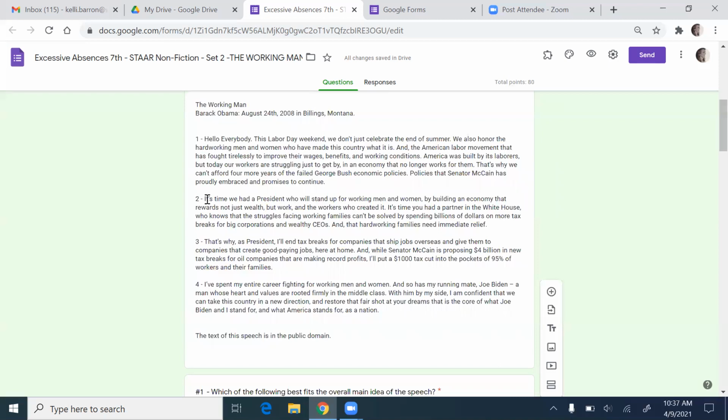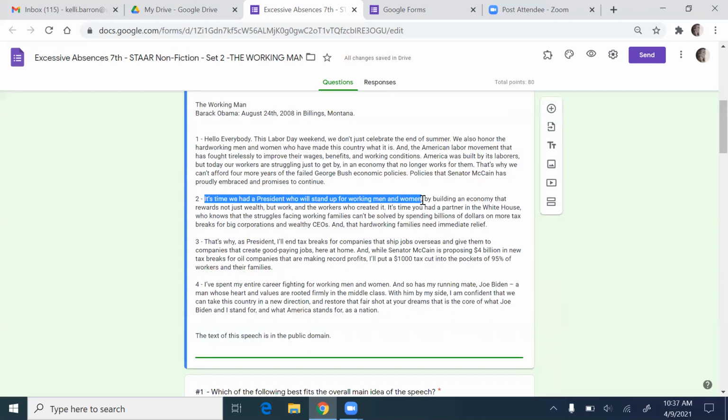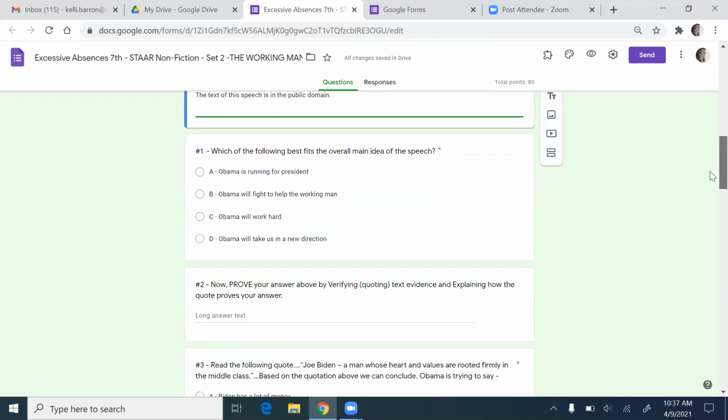We already know it's time for, we had a president who will stand up for the working men and women, could be evidence, by building an economy that's not just wealth, but working workers who created it. We could use this: it's time you had a partner in the White House who knows the struggles facing working families and that hardworking families need immediate relief. That's why as president, and then he starts to say what he does. So if I was doing this, I would use that second sentence there. I would get them to quote, it's time you had a partner in the White House who knows the struggles facing working families and that hardworking families need immediate relief. They don't need to do the whole thing. They need to pick out the parts that most matter. I would put those quotations in my paper.